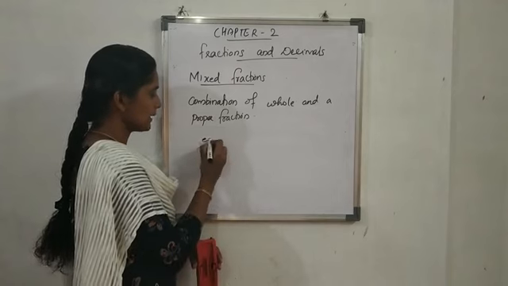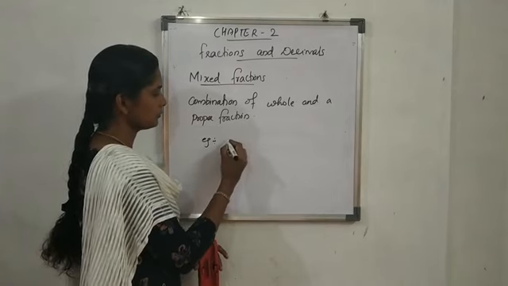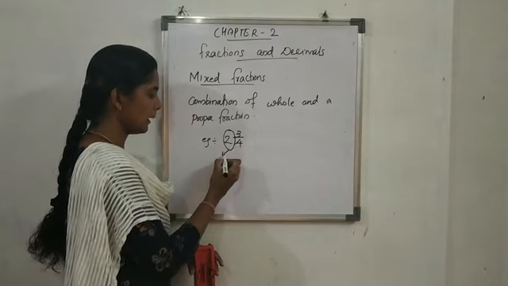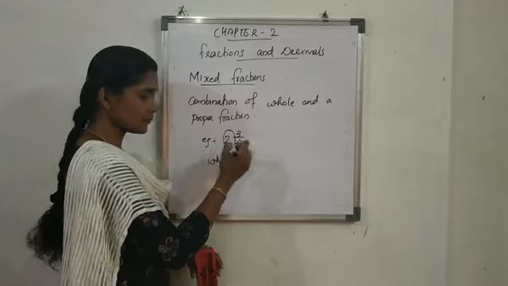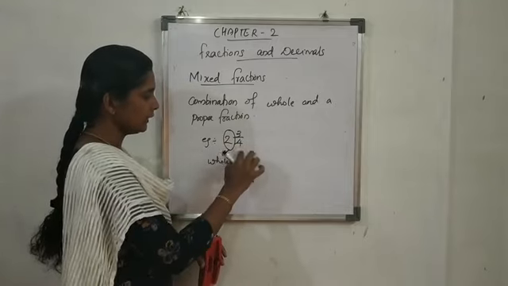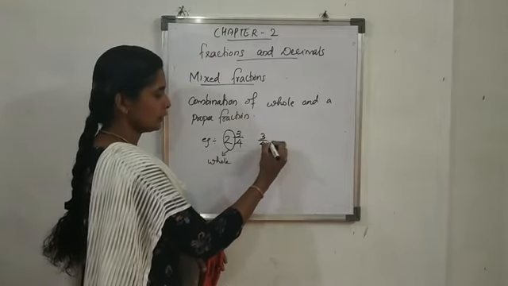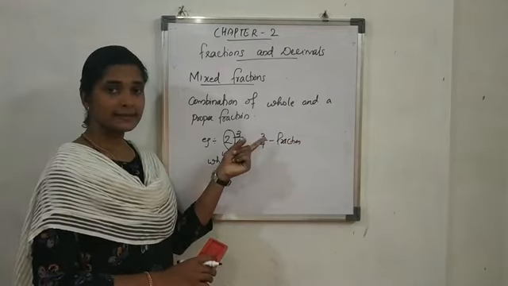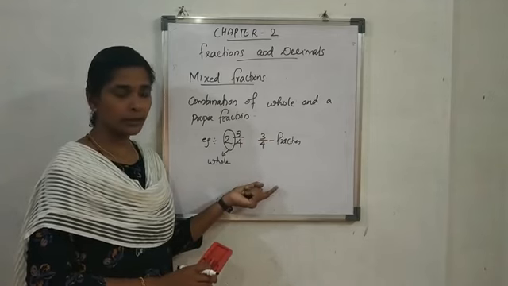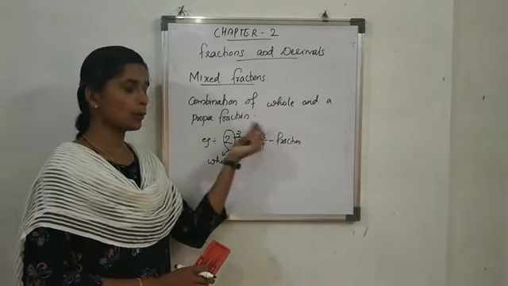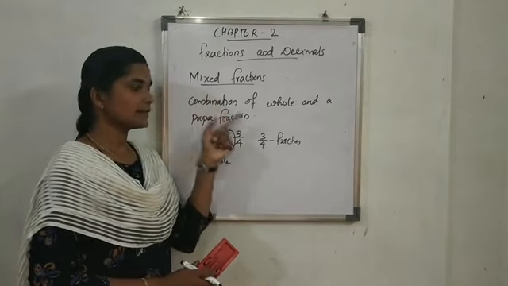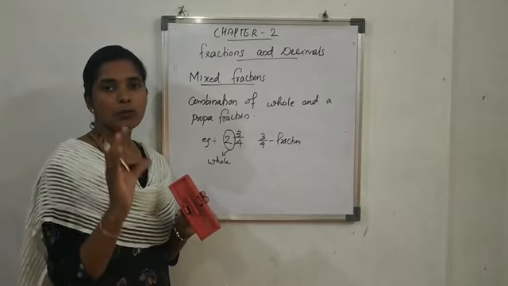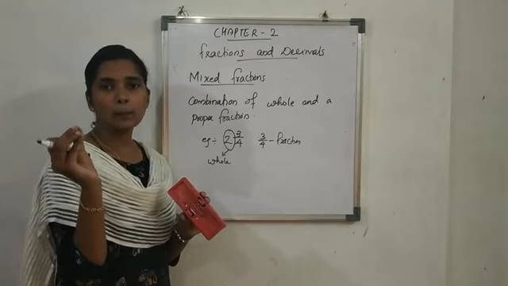As an example we can write 2 whole 3 by 4. This 2 is the whole part. It is not a fraction, that is a whole number 2. Then 3 by 4 is a fraction. Is it a proper fraction? 3 is less than 4, therefore this is a proper fraction. A mixed fraction is a combination of a whole number and a proper fraction.